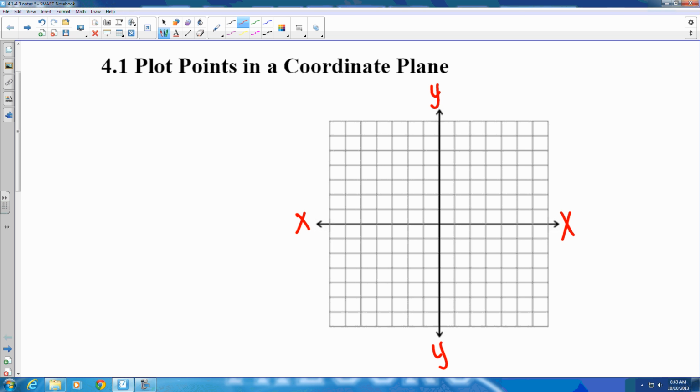Now, x to the right is positive x values, and x to the left is negative x values. Y up is positive, y down is negative. Next thing we're going to label are the quadrants. Starting in the top right is where we have quadrant 1.